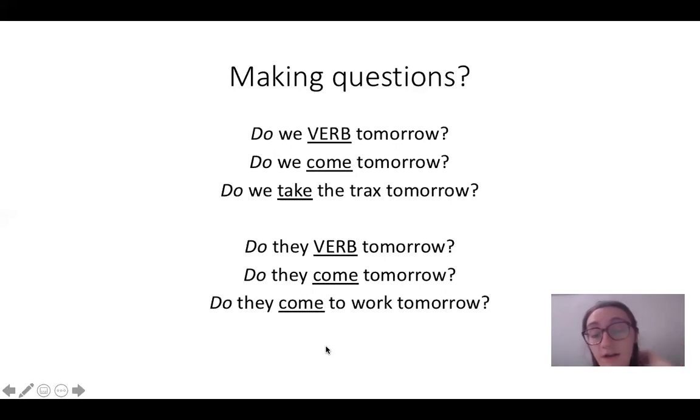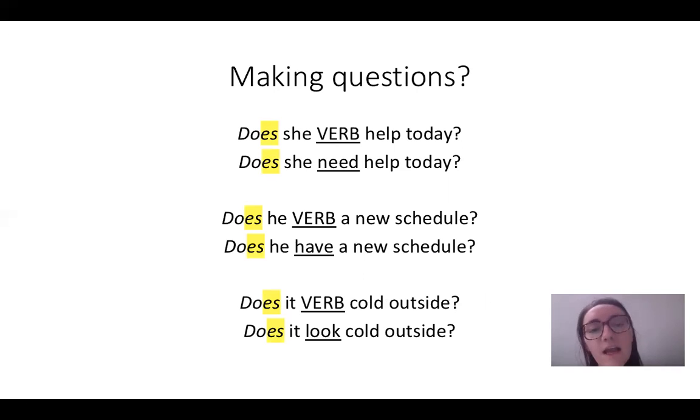So when you're asking the question, all you do is put the do at the beginning and say the sentence that you want to know about, right? So we take the trucks tomorrow. But if you're like, oh, I don't know, you can ask somebody, do we take the trucks tomorrow, right? When you make questions with she, he, or it, right, we put the S at the end. So instead of do, we say does. Does she need help today? Does he have a new schedule? Does it look cold outside?